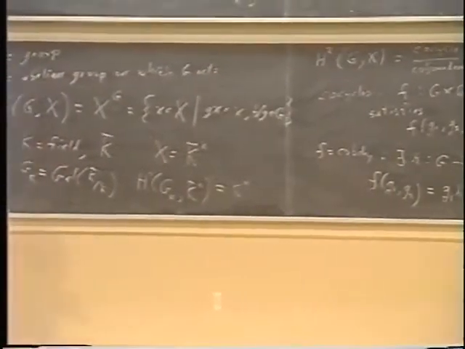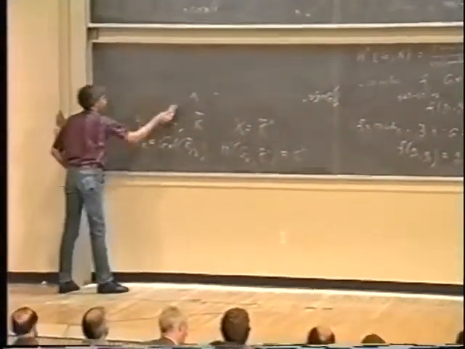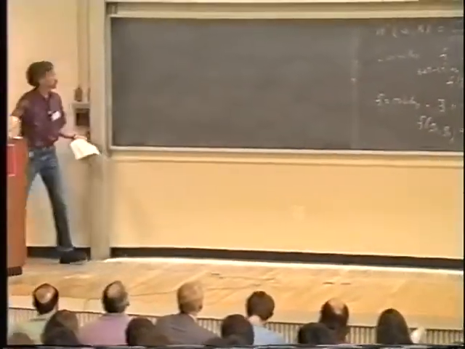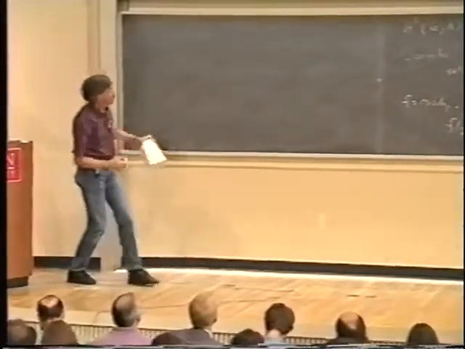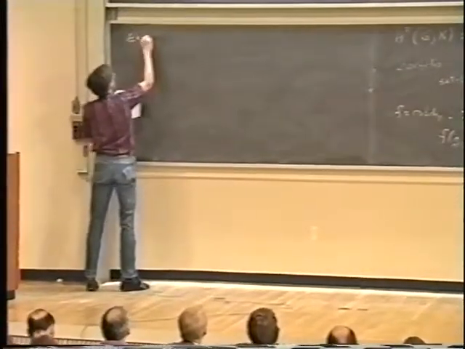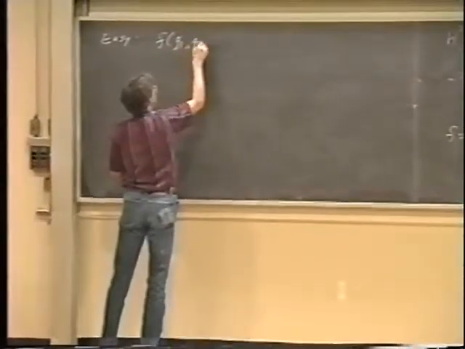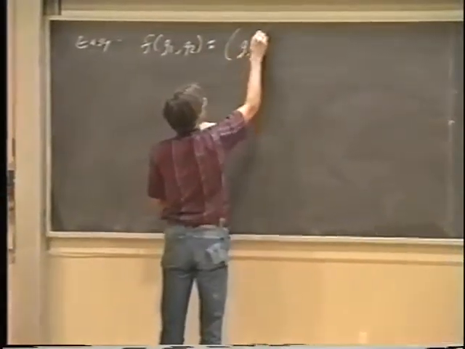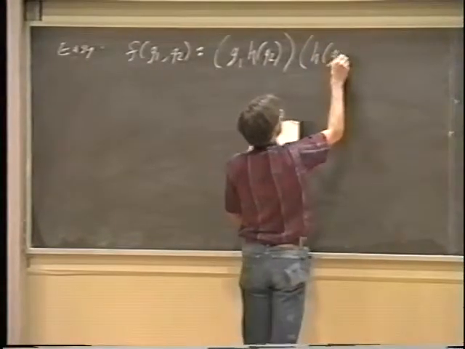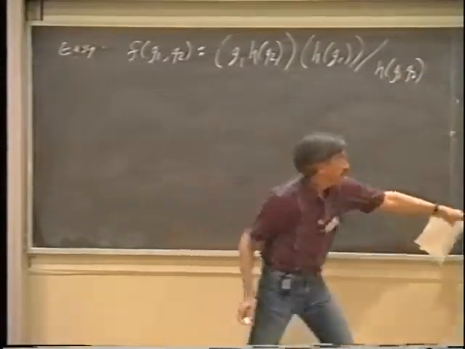Okay, so it's a straightforward calculation to see that in this case, the coboundary of H gives you F. Namely, here the groups are all written multiplicatively, so instead of having addition, we have the usual problem with multiplication, and it's easy to see that if you write F of G1 and G2, that's G1 h of G2 times h of G1 divided by h of G1 G2, which you can see is exactly this relation here.